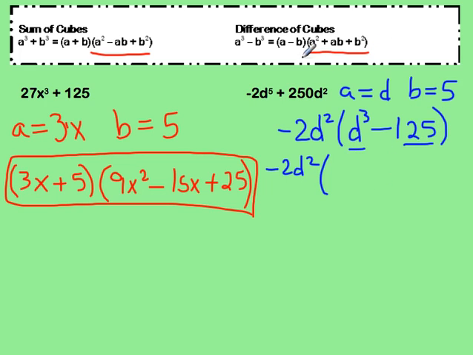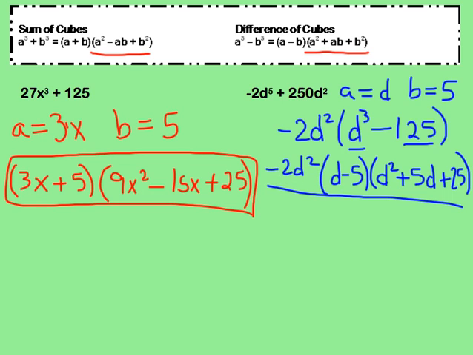Okay, so I've got a minus b first, so it's going to be d minus 5. And then it's going to be a squared, so that would be d squared. Notice this time the sign is a plus. And then you take a times b, d times 5 would be 5d. And again, another plus sign in the formula, so plus, and then b squared is going to be 25. Okay, so this would be my factored form for this second problem.